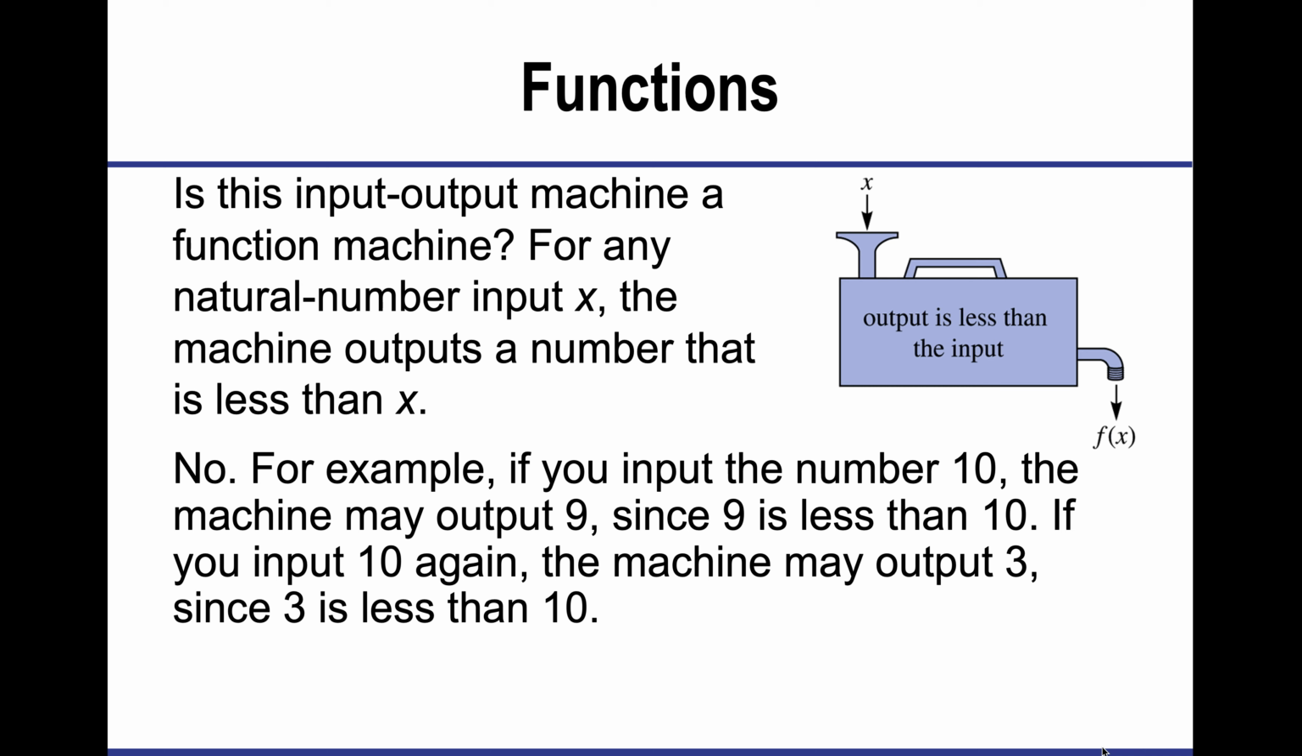So if I look at this, the answer is definitely going to be no. Because if you put in the number 10, the machine may output 9, since 9 is less than 10. But if I put it in again, I might get 3, because 3 is less than 10. So there's lots of options for something less than 10. And because there are options, it's not a function.